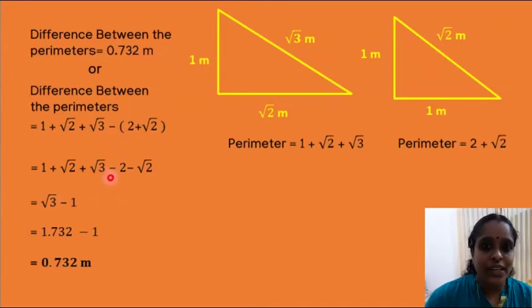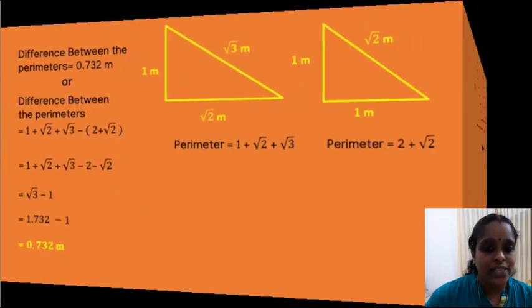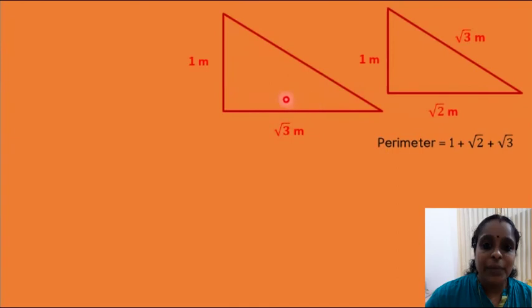Now I am going to take another triangle. And the third triangle, the base of this triangle is same as the hypotenuse of the second triangle. So here the hypotenuse is root 3 meter. Here I am again taking the base of this triangle as root 3 meter. And the altitude is 1 meter. So what is the length of hypotenuse here? It is 2 meter.